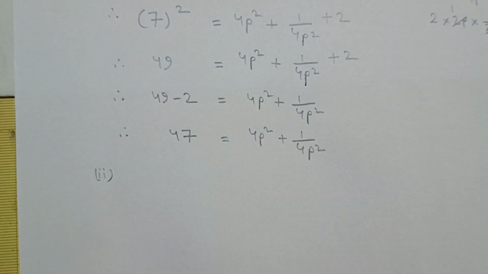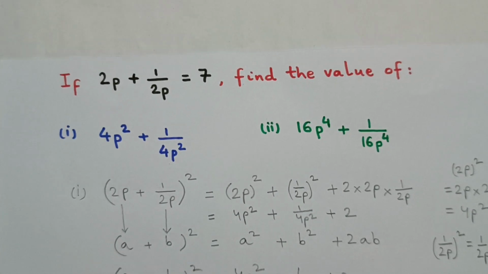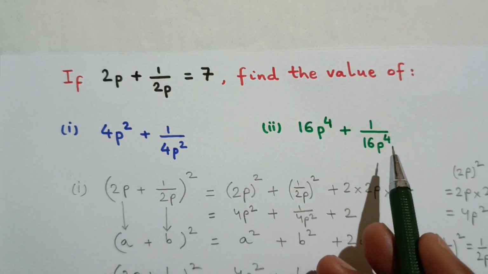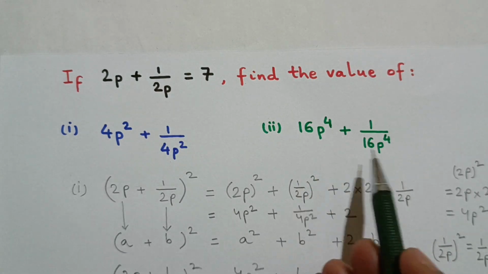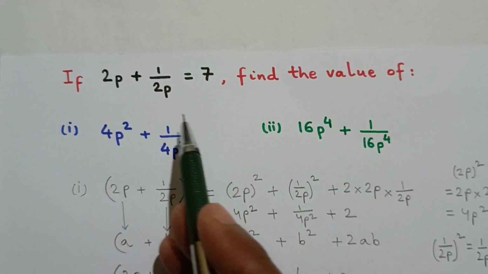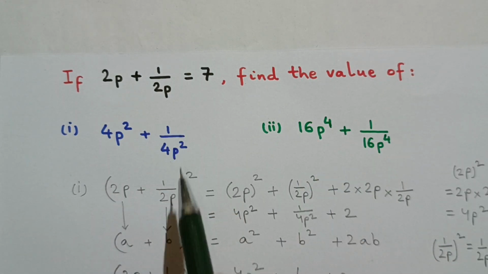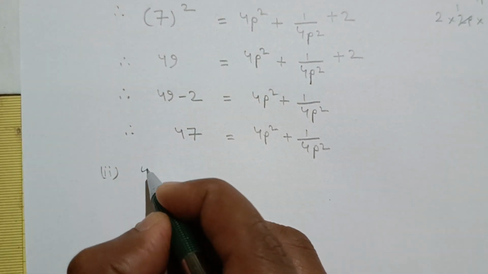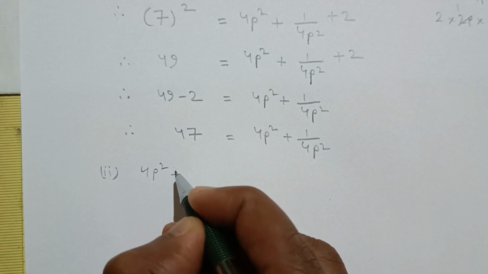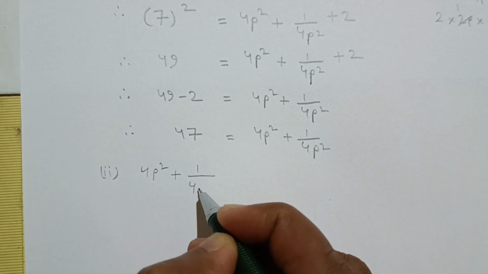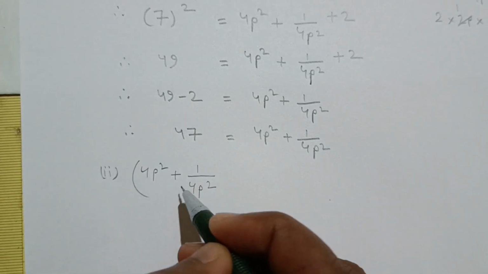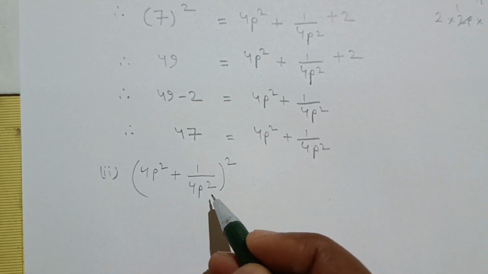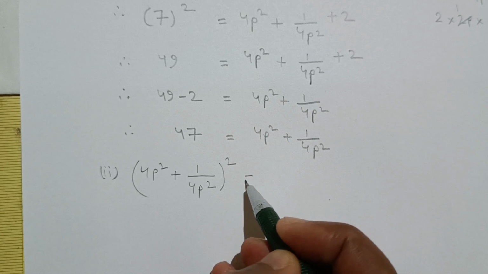So in question number 2, we have to find the value of 16p to the power 4 plus 1 upon 16p to the power 4. And for that, I will do the square of 4p square plus 1 upon 4p square. This expression I am going to square. So 4p square plus 1 upon 4p square whole square will give me what?